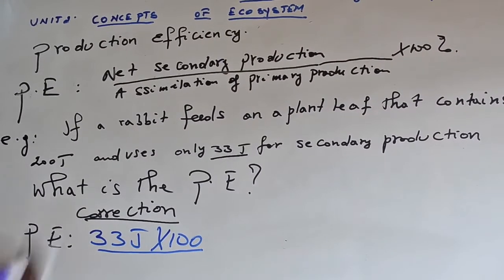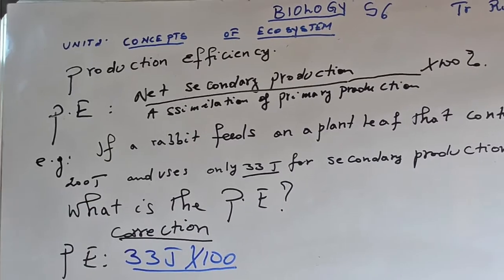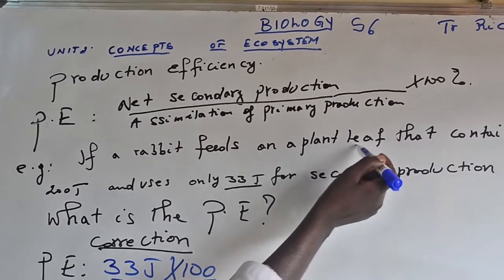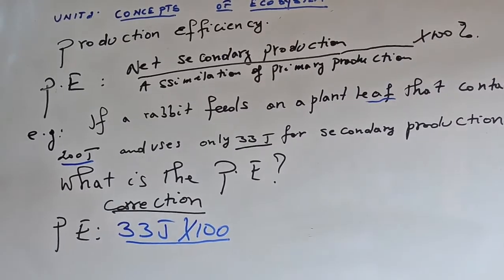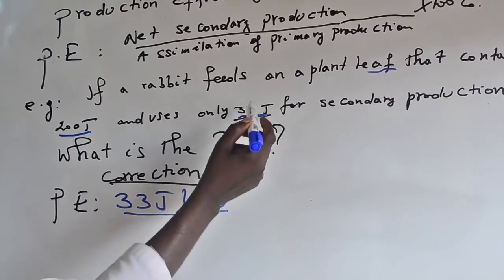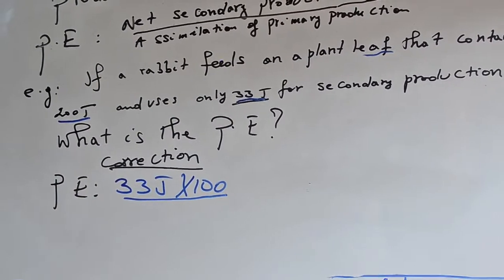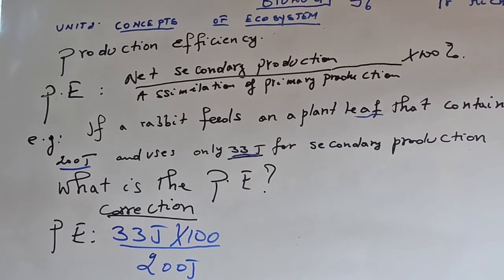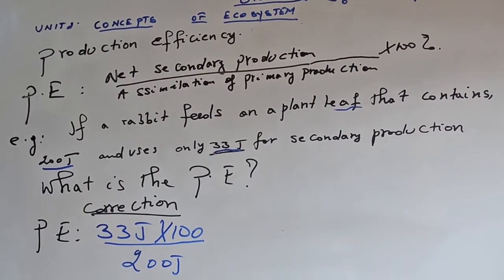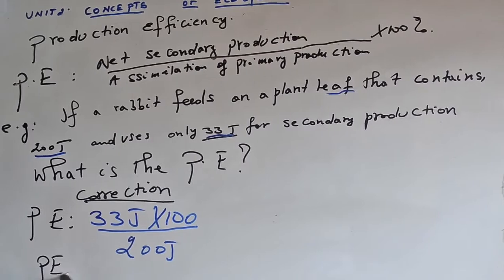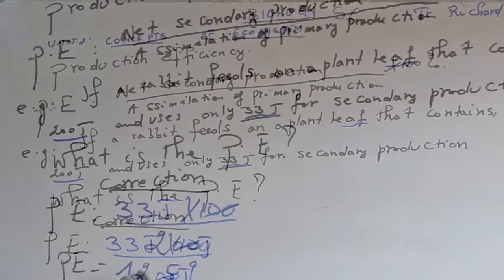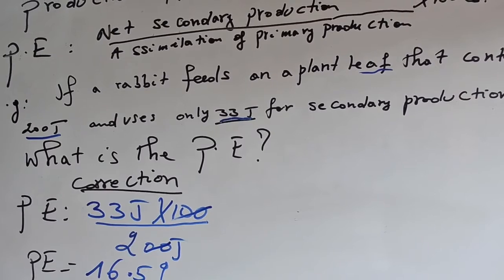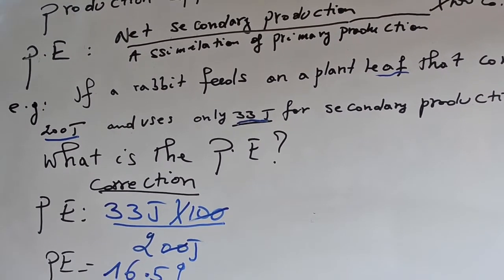It's the real amount of the primary production. Why? Because the primary production here refers to the plant, and this leaf contains the whole amount, which is 200 joules, and only 33 joules will be used by the rabbit for the secondary production. So we divide by 200 joules, and the answer here will be 16.5%, which means that less than 70% will be used for the secondary production.